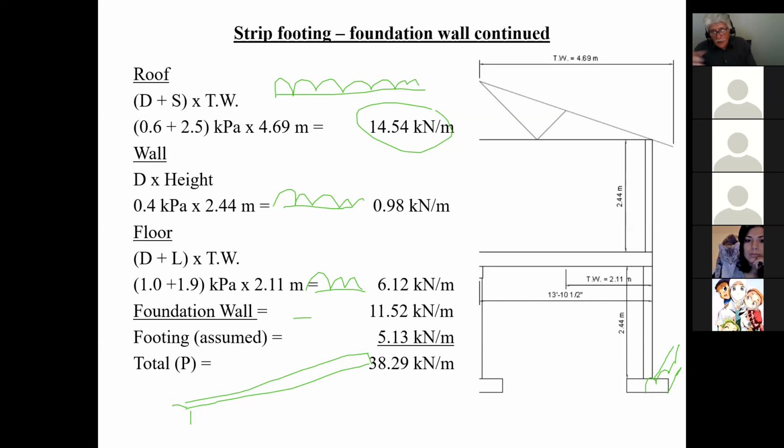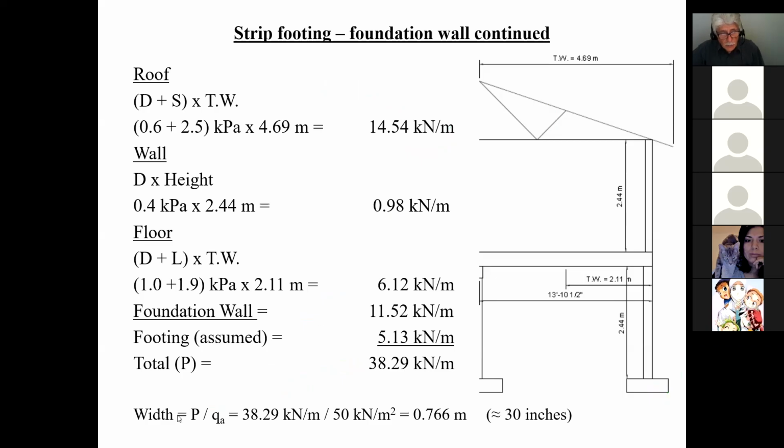And of course, to size the footing, I just need to add them all up together. Now, whatever I assume for the isolated footing, I assume 50 kPa. Well, I'm going to have to assume the same soil pressure for the strip footing because I'm assuming it's the same soil condition. And therefore, let me clear this.